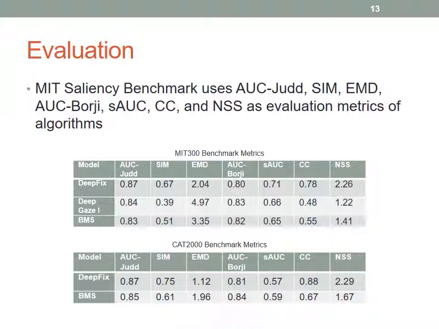And so the NSS is the normalized scanpath saliency, and that is looking at each of the fixation locations. What is the mean value in the normalized saliency map at those locations? So a higher value of NSS is better. It's kind of like a raw score. There is no maximum to that. So those are the metrics that they use, and I provided some of the results of the different algorithms presented before.